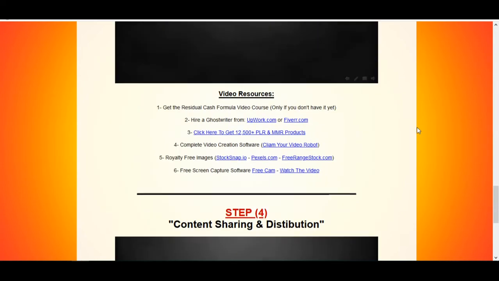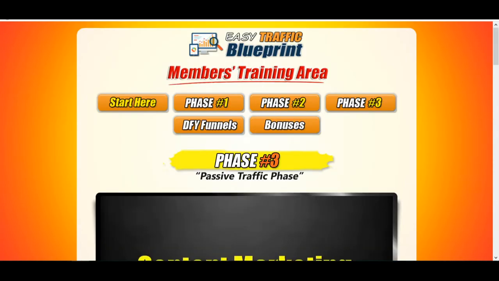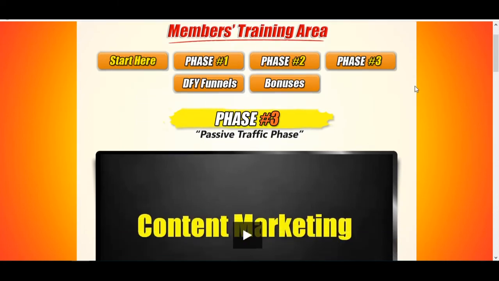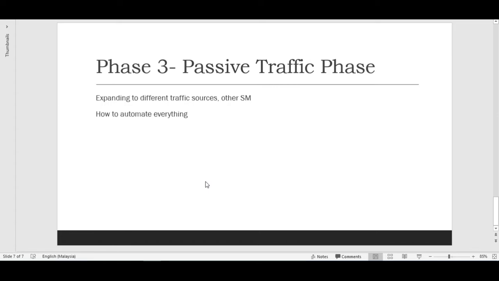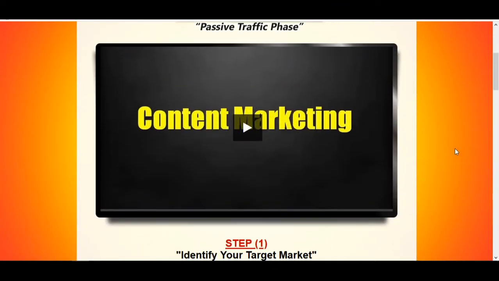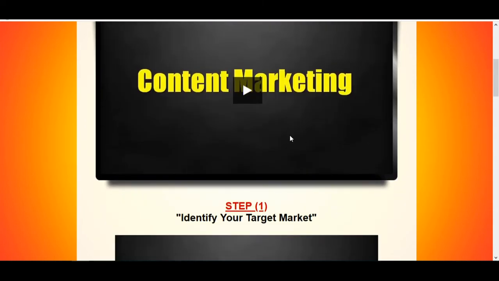Next is phase 3, which is the passive traffic phase. I keep saying passive. And it is, like I said, expanding to different traffic sources, other social media sites, and basically how to automate everything. So firstly, he talks about content marketing, and this is the part where he talks about using different alternative social media sites like Twitter, YouTube, Tumblr, Reddit, those kinds of things.